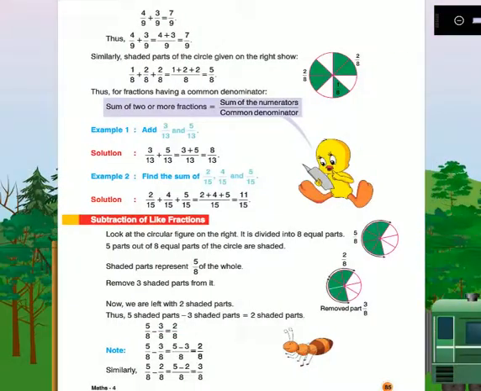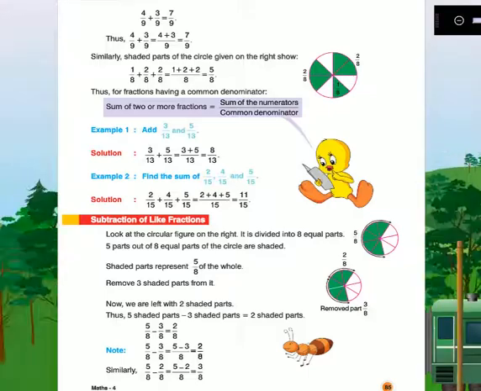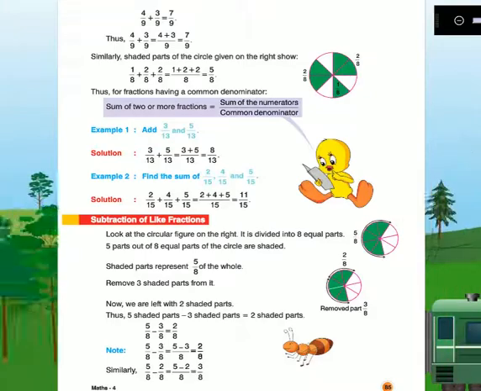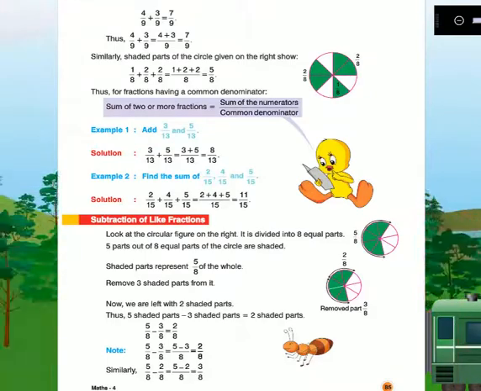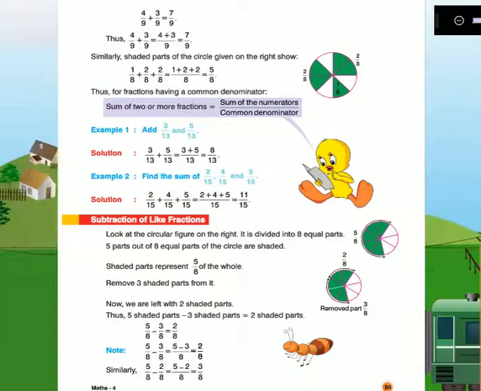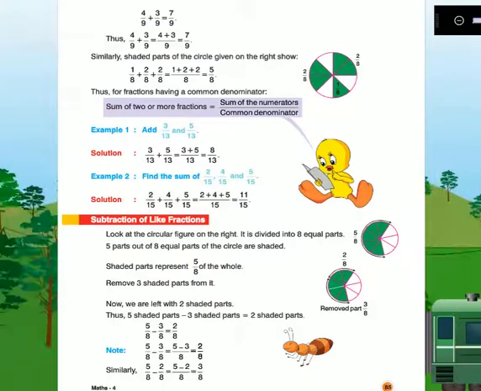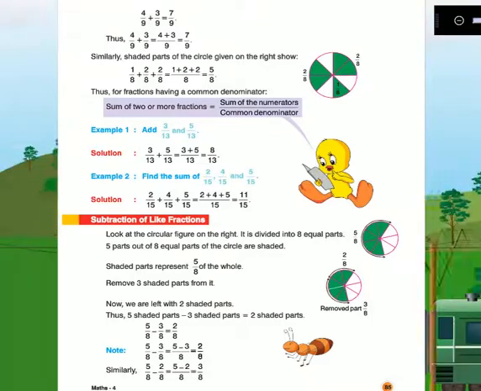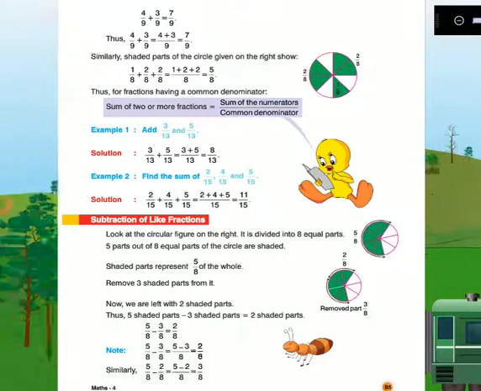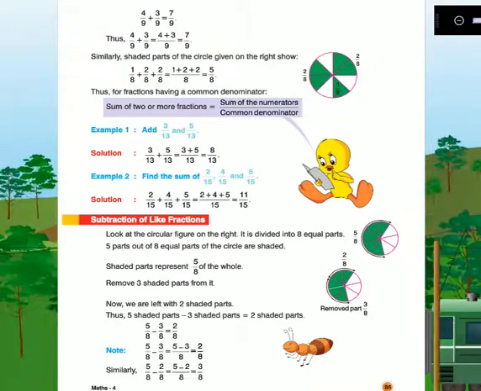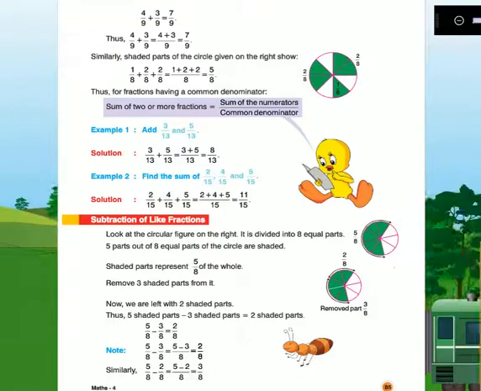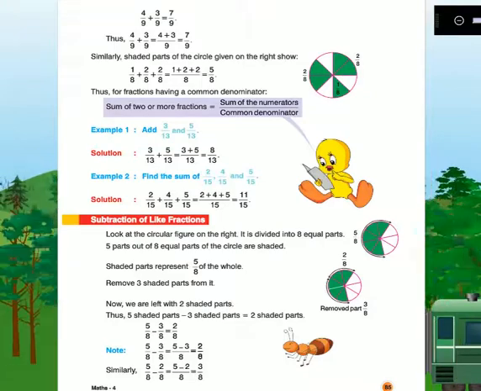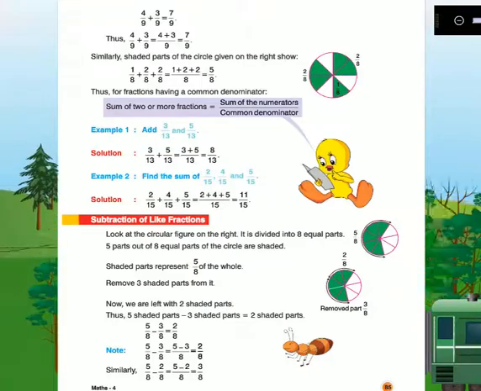4 by 9 plus 3 by 9 is equal to 7 by 9. Thus 4 by 9 plus 3 by 9 is equal to 4 plus 3 by 9, that is 7 by 9. Similarly, shaded parts of the circle given on the right show 1 by 8 plus 2 by 8 plus 2 by 8 is equal to 5 by 8. Thus, for fractions having a common denominator, the sum of 2 or more fractions is equal to the sum of the numerators divided by the common denominator.